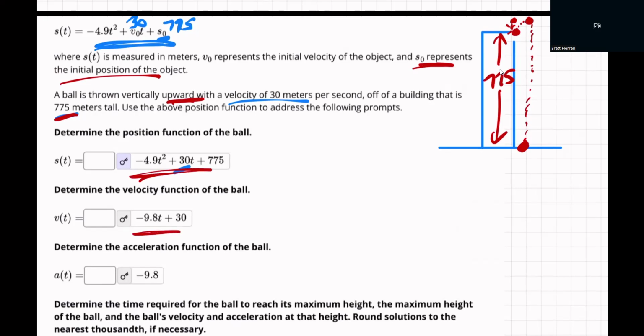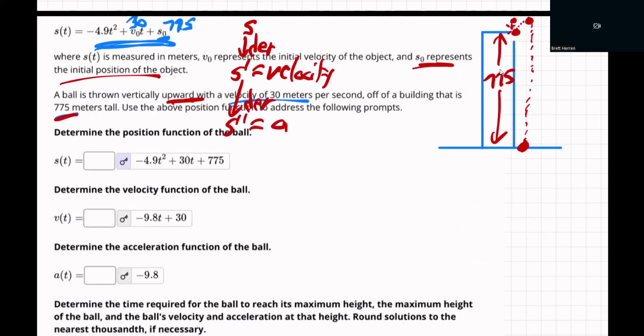Next, they want the velocity equation. Well, you remember, right? That's the derivative. We have the S, and when you take the derivative, you get S prime, and that's velocity. When you take another derivative, S double prime, that's acceleration. So if they want velocity, they want S prime. Okay, what's S prime of t?